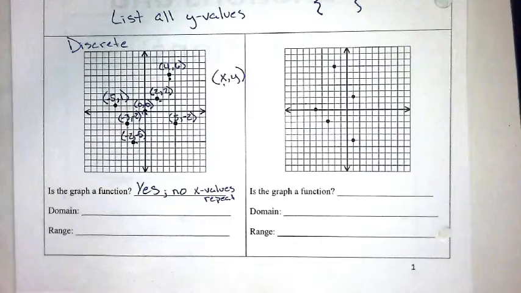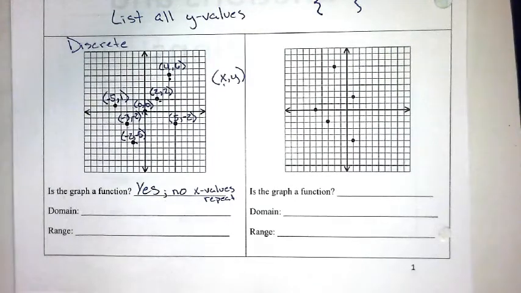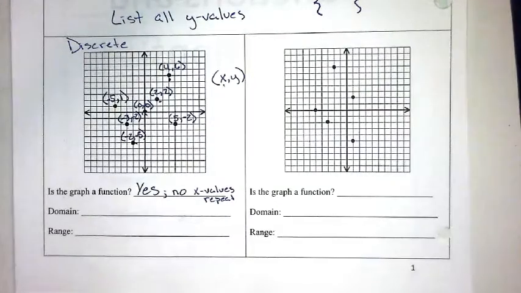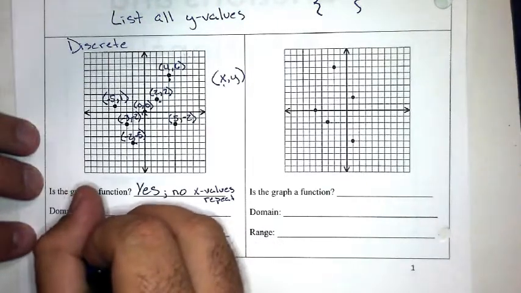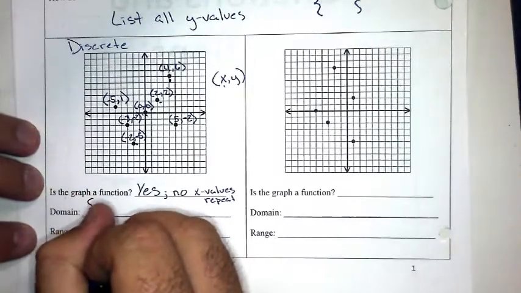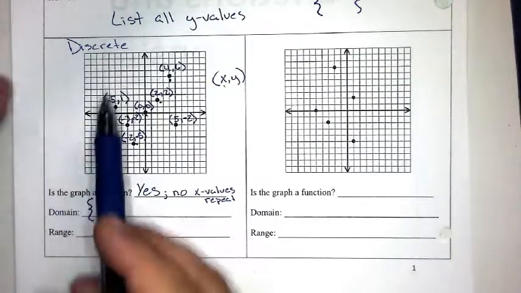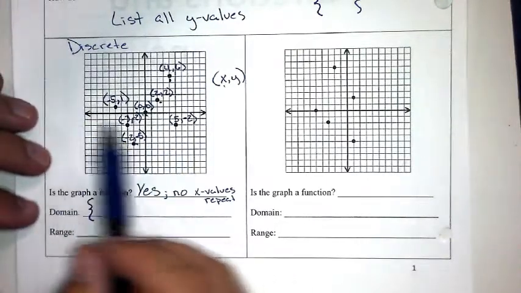Now, once you've determined if it's a function, and if it's discrete or continuous, then you can list all your values. So I do my fancy squiggly parentheses. When you do lists, all lists must be in order from least to greatest. So I'm going to start from the very far left because we're talking about x values, and work my way to the right.